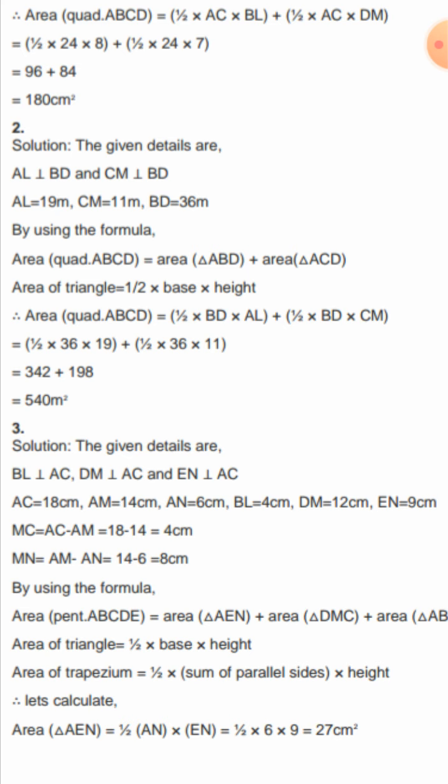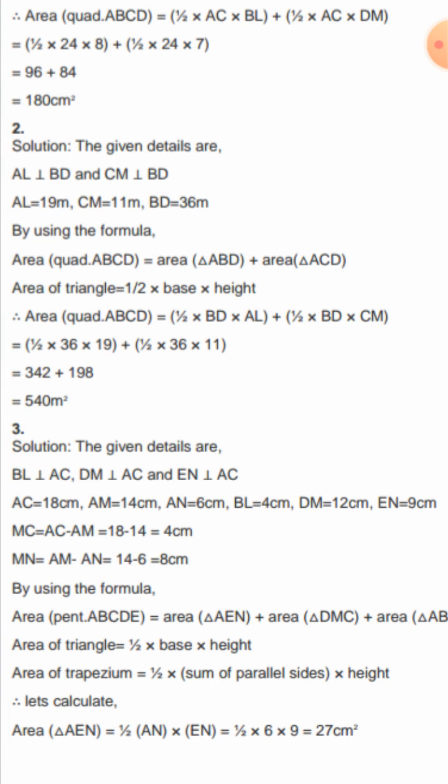Now after this, see question number 3. In question number 3 we have to find the area of pentagon ABCDE in which BL perpendicular to AC, DM perpendicular to AC and EN perpendicular to AC, such that AC equals 18 centimeter, AM equals 14 centimeter, AN equals 6 centimeter, BL equals 4 centimeter, DM equals 12 centimeter, EN equals 9 centimeter. So in this question also all the details are given.